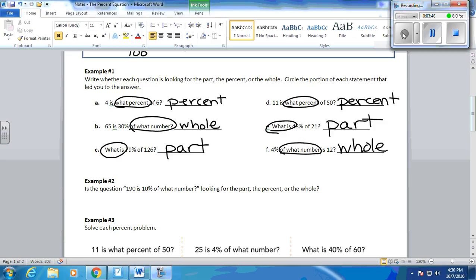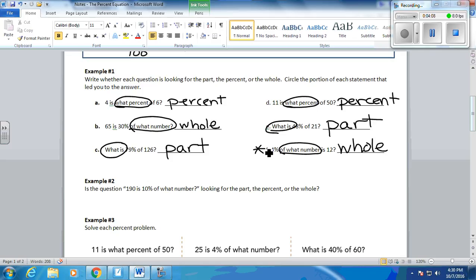I thought they were all pretty straightforward because, if you notice, they were following the same order as the examples above. But on F, they switched up the order. They put the percent first, then of what number came next, which was normally where our percent goes, and then it says is 12. So of what number would mean we're looking for the whole.